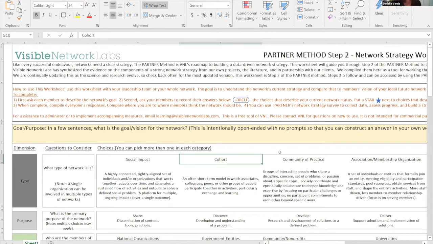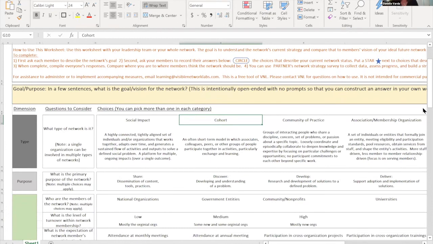So I'm going to go ahead and start to go through this. These directions just say that really what's in here is a little note that this is a free tool from VNL. We want to make sure no one else is selling it to other people. And so the only thing we ask is that it would also be shared freely to others. It's a tool for other networks to use.